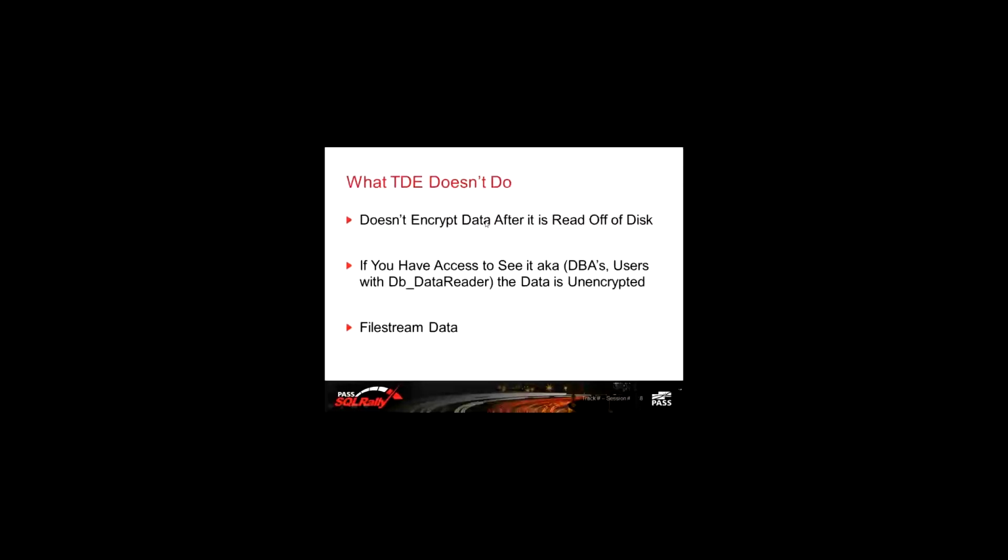So now let's talk briefly about what transparent data encryption doesn't do. It doesn't encrypt data after it is read off of disk. If you have access to see it, aka you're a DBA, you're a user with data reader or with DB data reader, the data is unencrypted. If you do a select all from this table and it's got transparent data encryption on the database, you're still able to read it. That's the important thing. This is only about what is stored on disk. Once we're off a disk, it's as if it's completely transparent to the application, which is why it's transparent encryption. It's a really, really nice system.